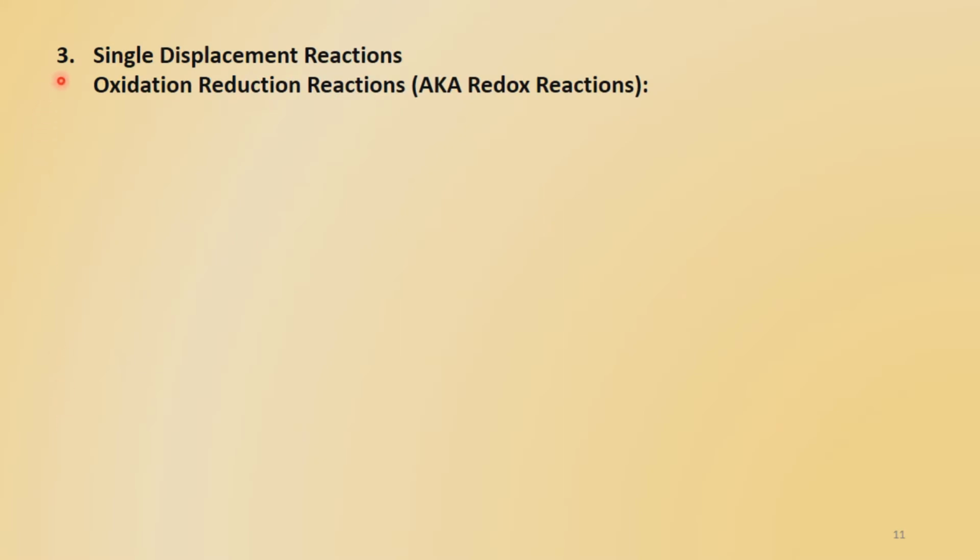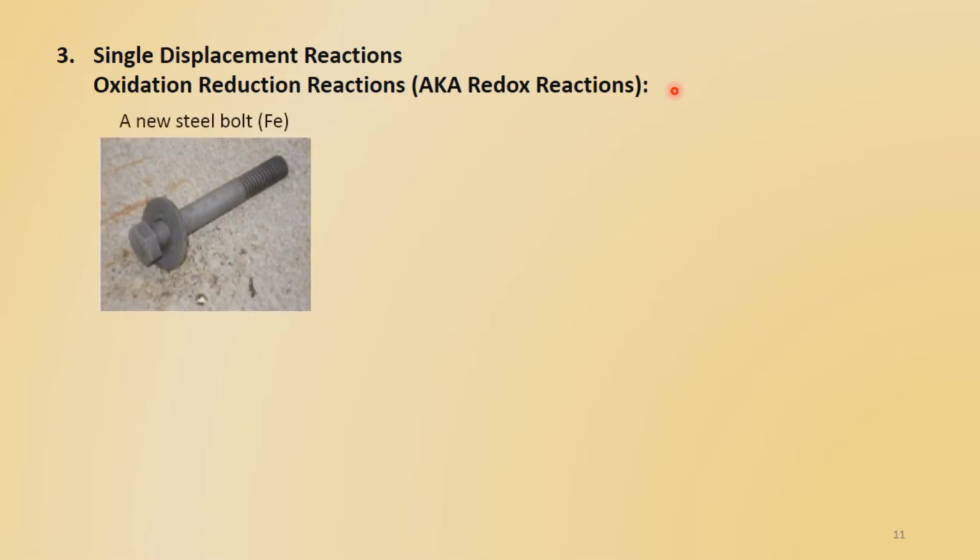So the third type of chemical reaction we want to study is that of a single displacement reaction, often called an oxidation reduction reaction or simply a redox reaction for short. This is the most complicated of the 6 types of reactions and will require the most explanation. Let's start with a familiar example.